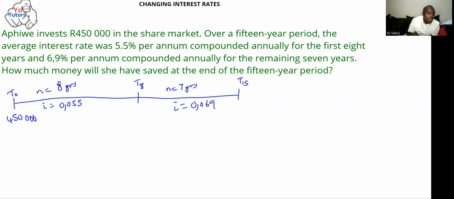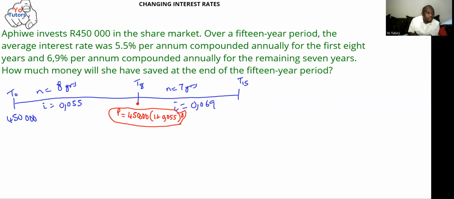What we know now is that at this point we're going to have our principal amount, which is equal to the accumulated amount, which we get by saying 450,000, 1 plus i, which is 0.055, to the power of 8. That's what we use as our principal amount there.